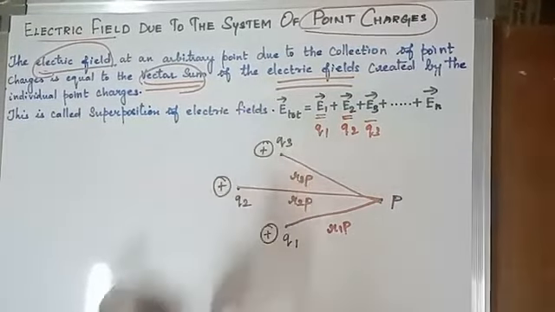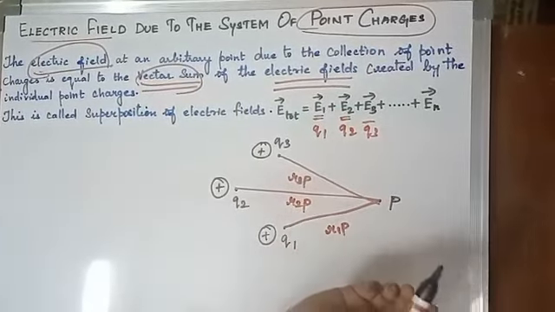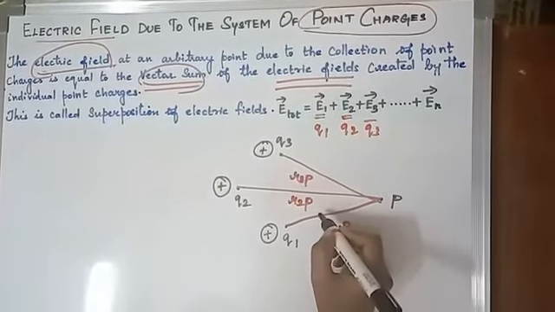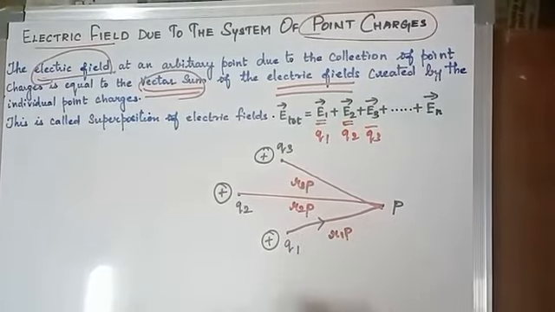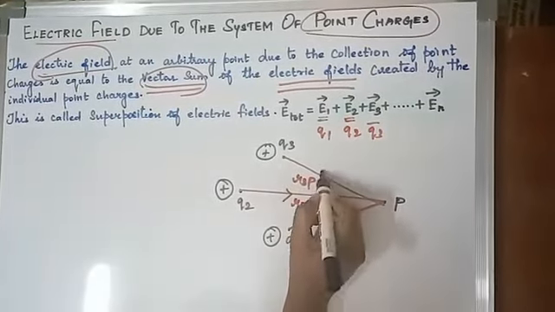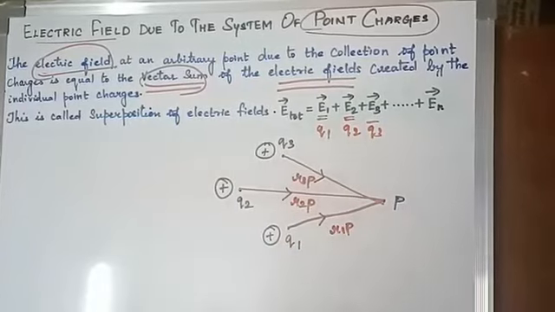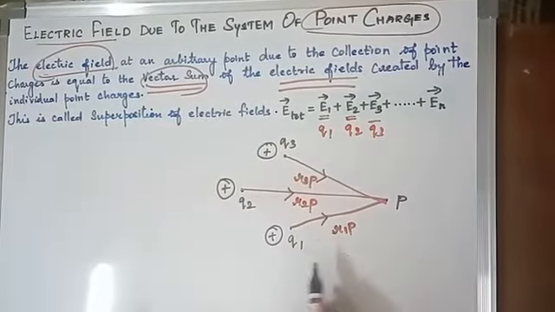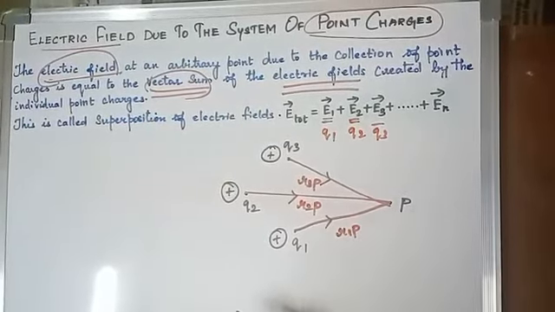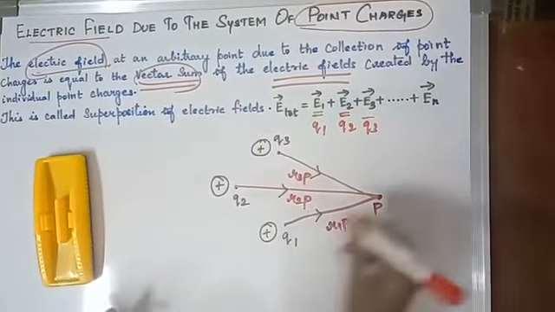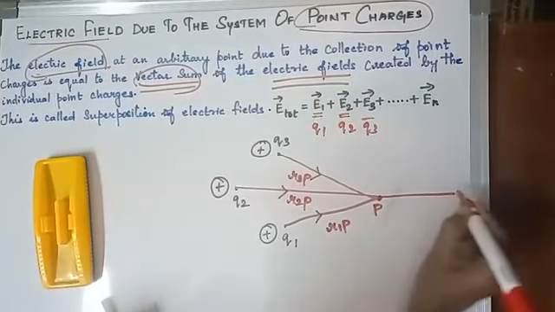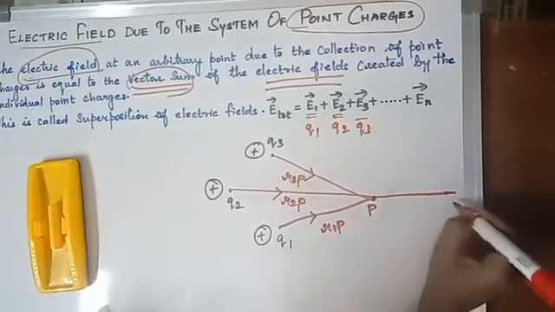Since all these charges are positive, each charge will exert a repulsive force, so the field points outwards, away from the charge, towards the point P. Let this be point P. Now just extend this line, R2P, further on this side.